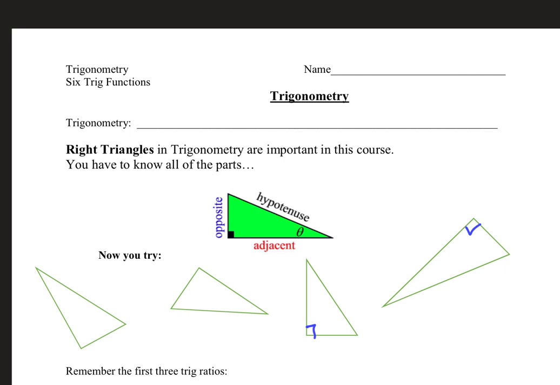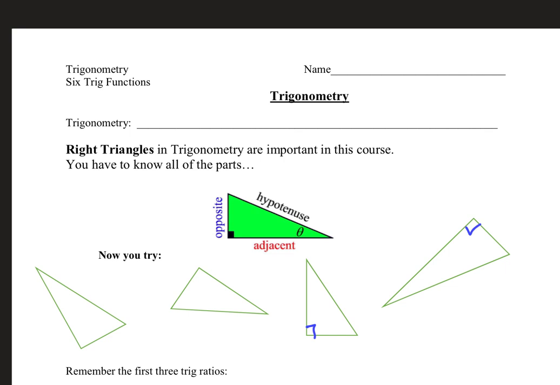When I say parts, I mean the hypotenuse is always across from the right angle. And then the opposite and the adjacent are dependent upon what angle we're referring to. There are two acute angles in this triangle, one here and one here. Depending on which angle we're focusing on, opposite and adjacent will change. For example, if this one here is theta, the hypotenuse will of course stay the same.